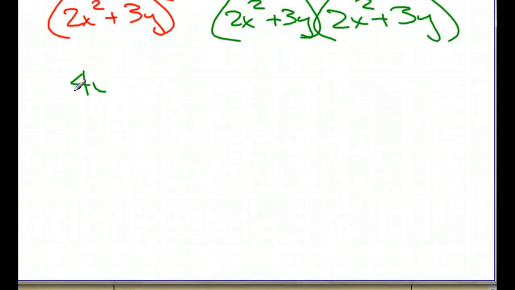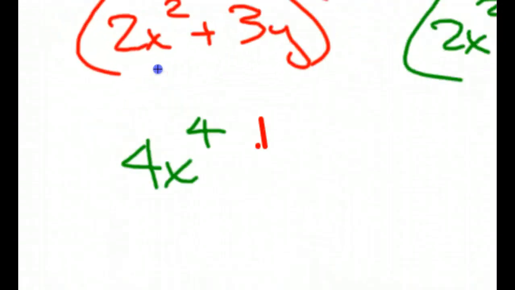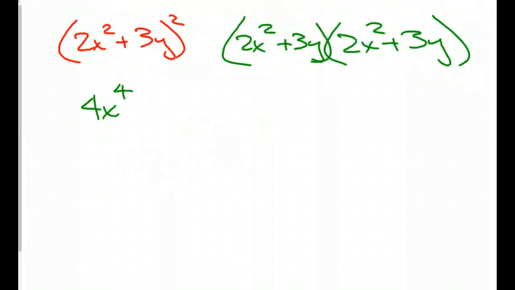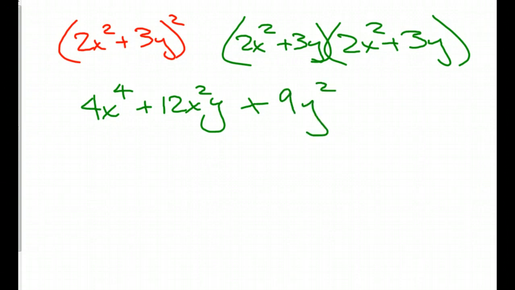So, the whole thing. 4x to the 4th power plus 12... But look, it's so small out there. Okay, so the answer is 4x to the 4th plus 12x squared y plus 9y squared. Does that look right to you, Jess?